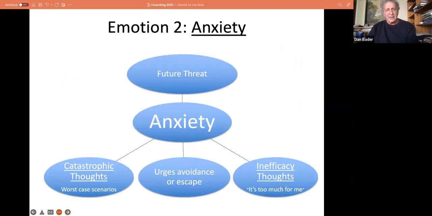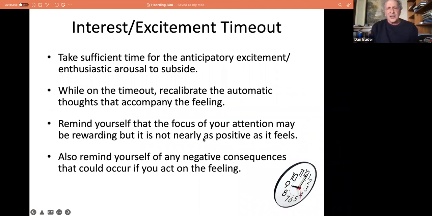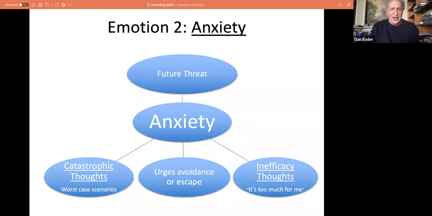Okay, so here's an interest excitement timeout kind of modeled on an anger timeout. Take sufficient time for the anticipatory excitement, enthusiastic arousal to subside. And as I go through this, think of a hoarder, because hoarders are really motivated by interest, excitement, emotion. While on the timeout, calibrate the automatic thoughts that accompany the feeling. Remind yourself that the focus of your attention may be rewarding, but it is not nearly as positive as it feels. Also remind yourself of any negative consequences that could occur if you act on the feeling. And this is something which people who are hoarders have to learn, and they need to practice it. It's very important.